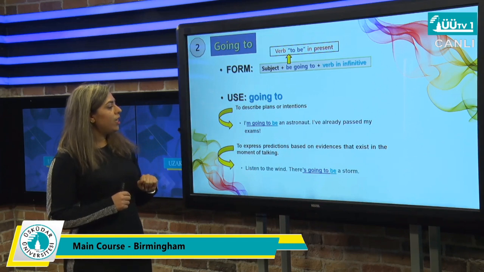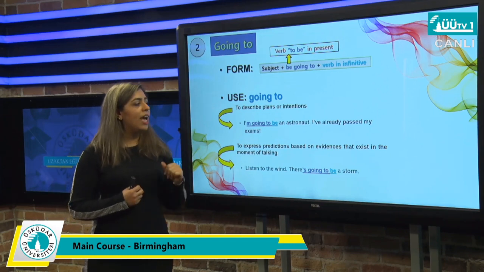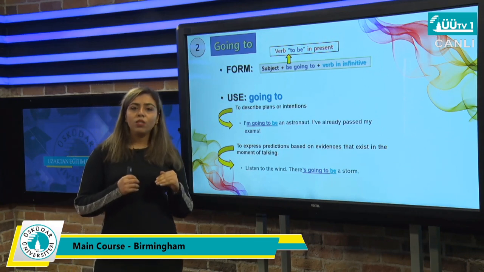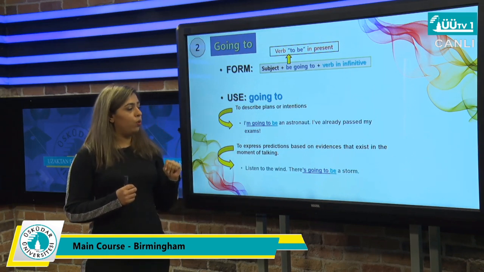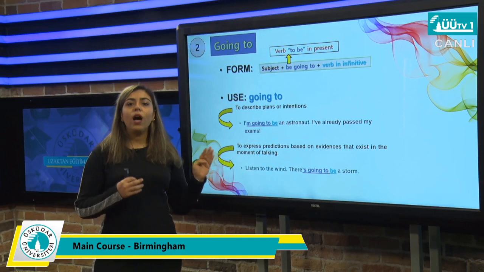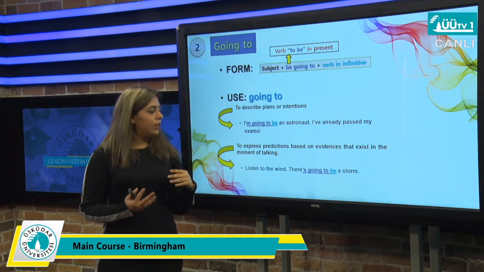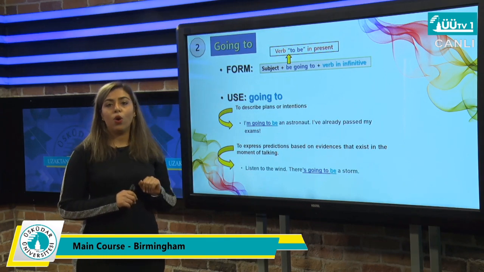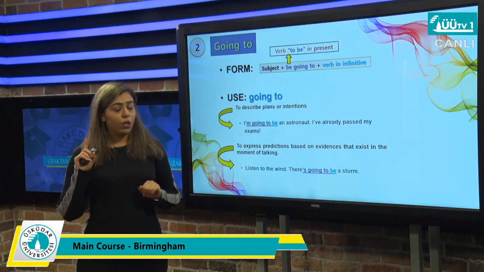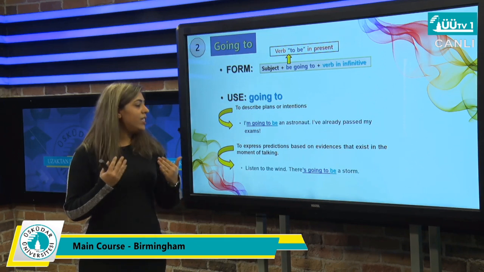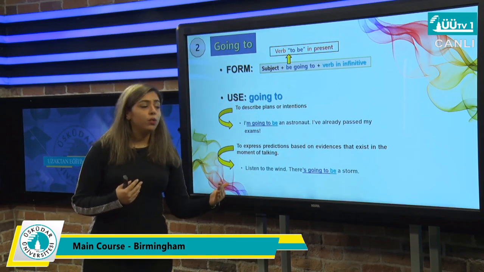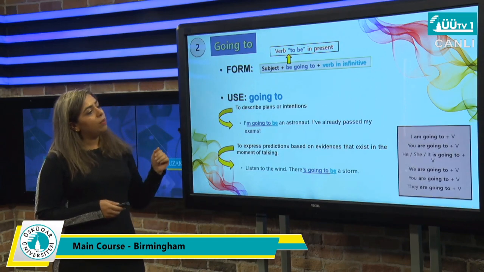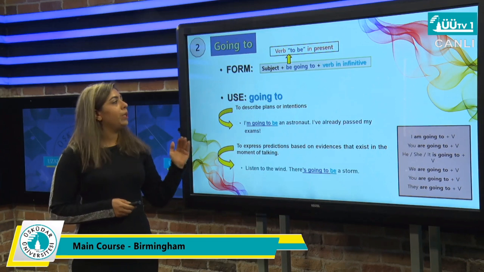And the next situation is to express predictions based on evidence that exists in the moment of talking. So again, in the moment of talking, you can use be going to. But the difference is, here you have some evidence. You are sure about it. That is going to happen. Listen to the wind. There's going to be a storm. Because of the sound of the wind, you can predict that there is going to be a storm soon in the future. So let's see more examples of will and be going to.